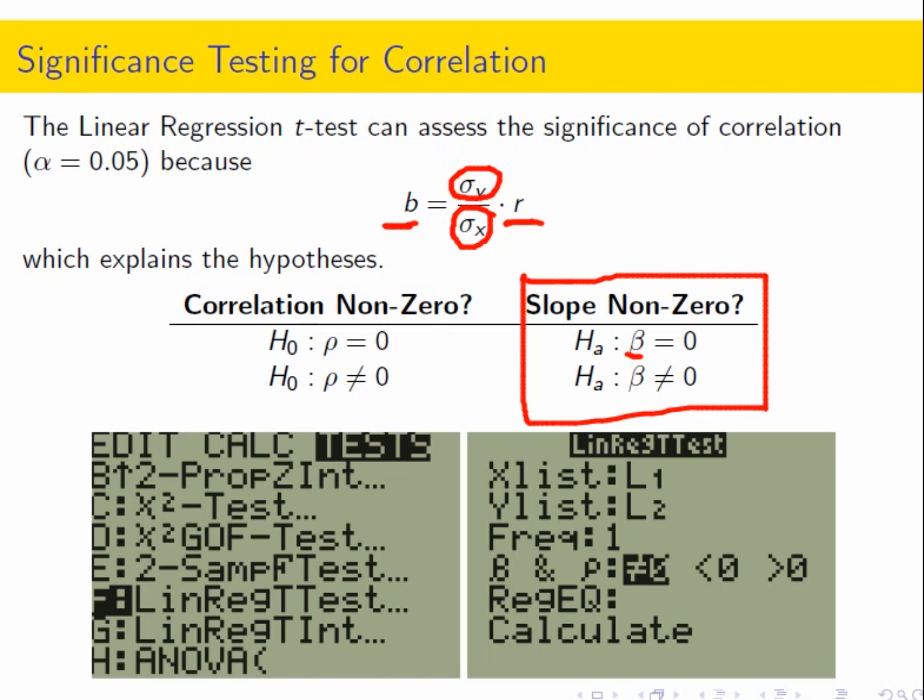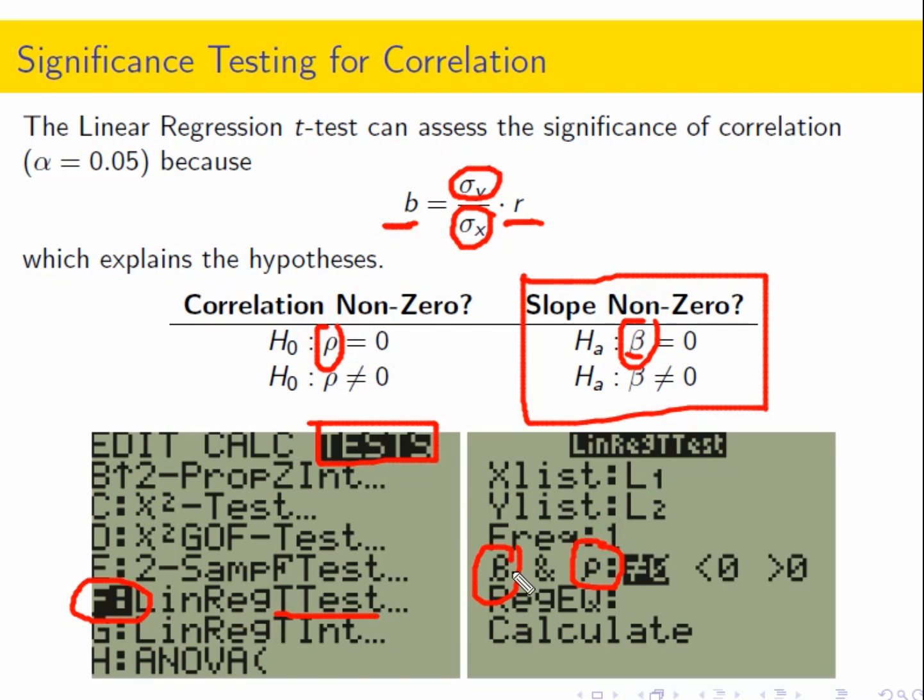And we have this available on the third menu option on our stats button. We can go to tests, go all the way down to the bottom or close to it, and you may not have exactly the same letter depending on which model of the calculator you're using, but we're looking for this linreg t-test. Okay, when you pull it up, it has some options. Notice that it's trying to give you a beta like we have here and a rho like we have here.